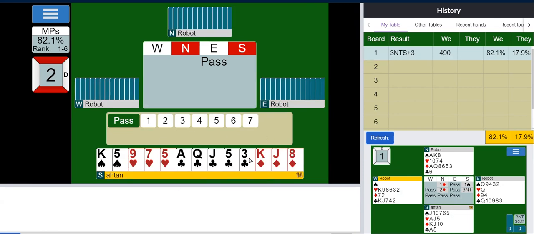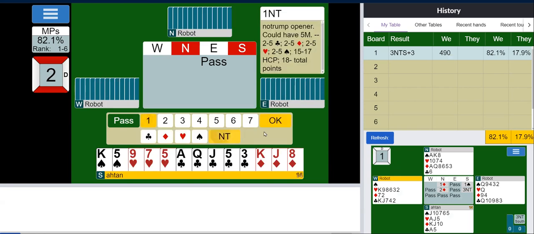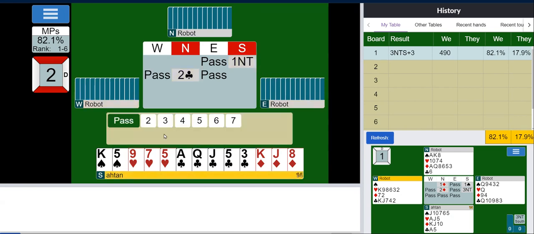continue. 14 high card points. Don't have any good majors to speak of. I think I'm going to just bid one no trump. Upgrade my hand a little because of this nice club suit. I'm going to bid one no trump.